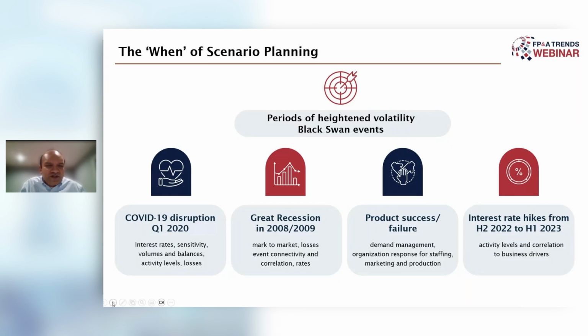I would say the next one was really the Great Recession in 2008, 2009. At that time, we moved the different economic variables and said, what happens if unemployment goes up? What happens if the Dow falls another 10% or 20%? How does that change things like mark to market? How does it change credit losses?